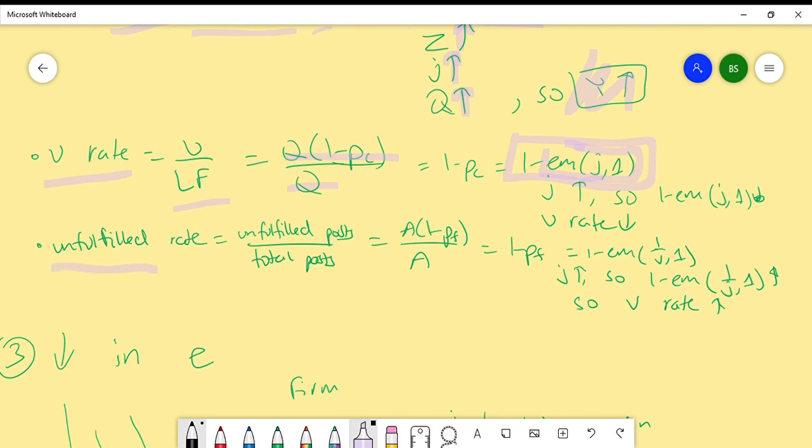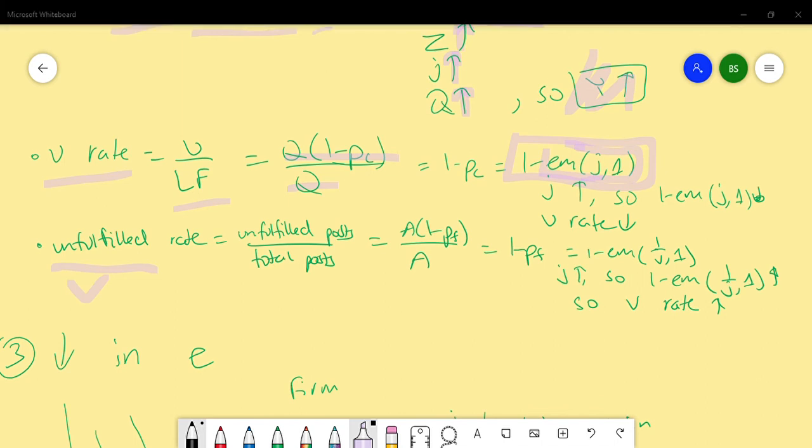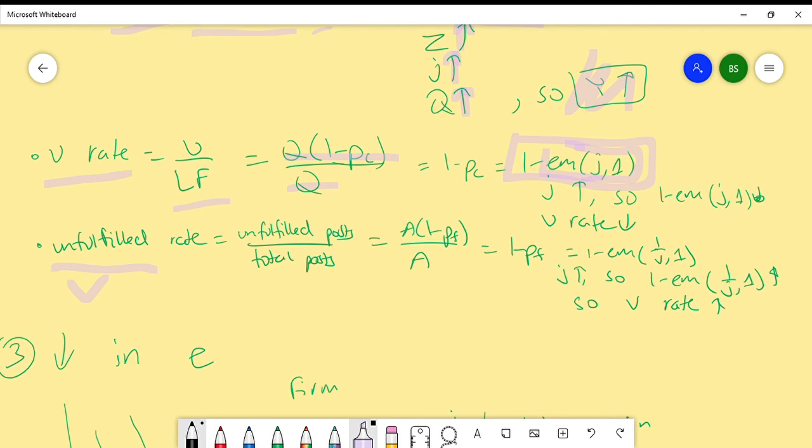So next we have the vacancy rate. I just changed the name. It means unfilled posts over the total number of job postings, which equals 1 minus the probability of the firm, 1 minus EM(1 over J, 1). Since J increases, this 1 over J decreases. And since 1 over J decreases, the EM function decreases. So the 1 over EM function increases, which means that the vacancy rate increases. Great.